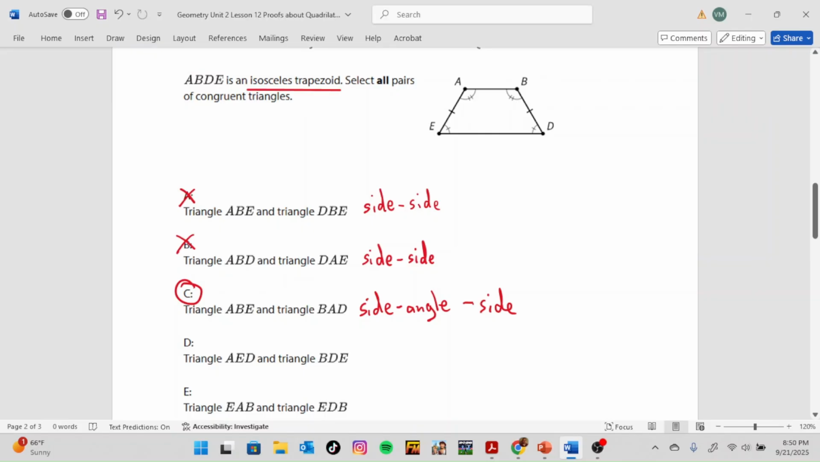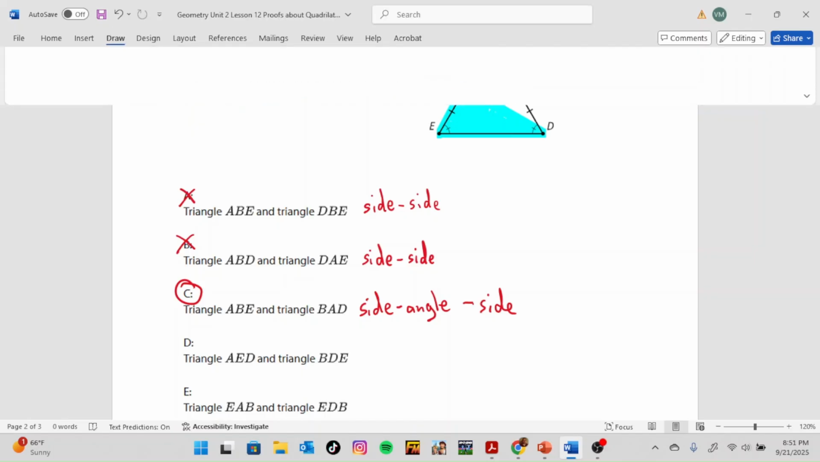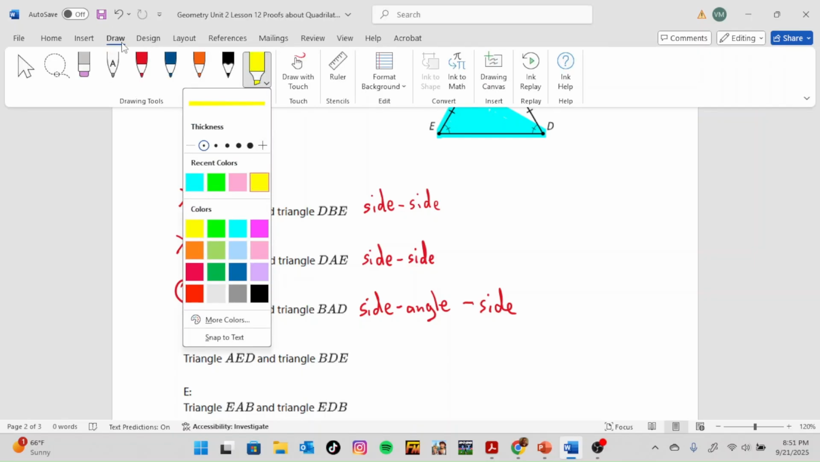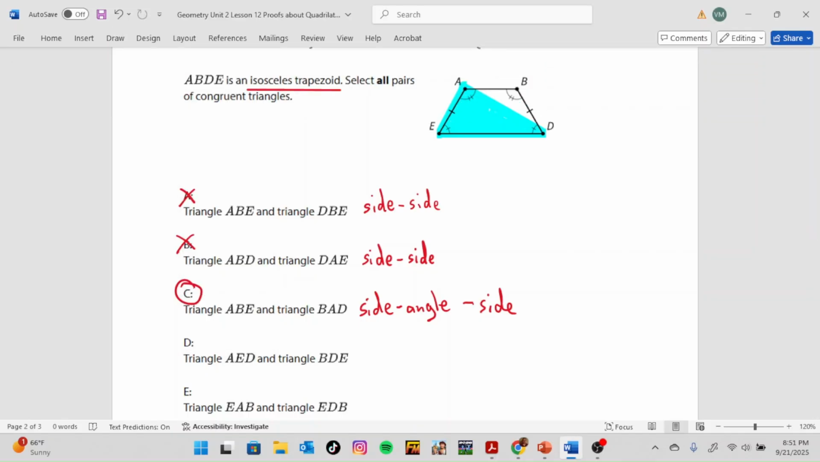Option D, triangle AED is going to be this blue triangle. And triangle BDE is going to be this yellow triangle.